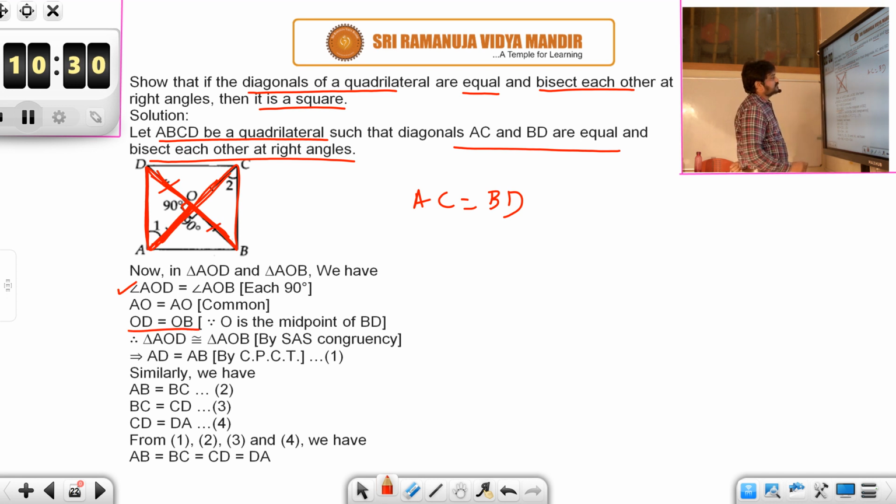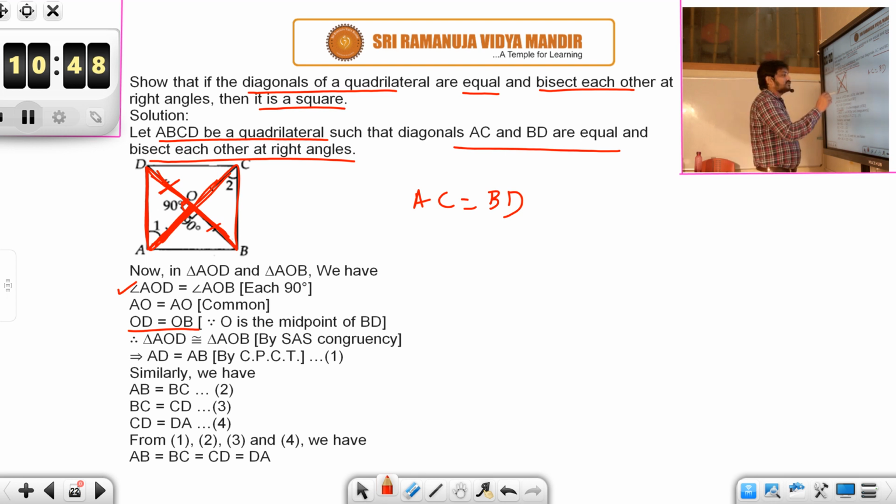Okay, and then AO is the common side. So we know that two sides and the included angle between them of one triangle is equal to two sides and the included angle of the other triangle. So using the SAS congruency rule, you could say that these two triangles are congruent.